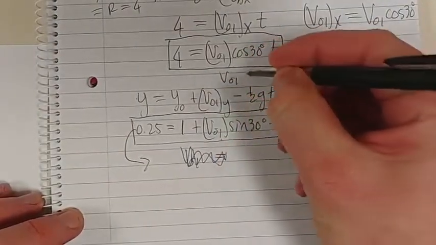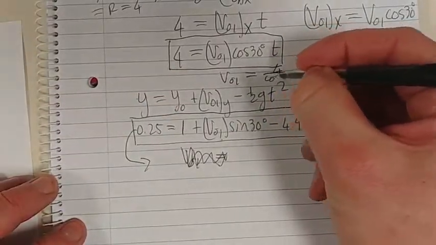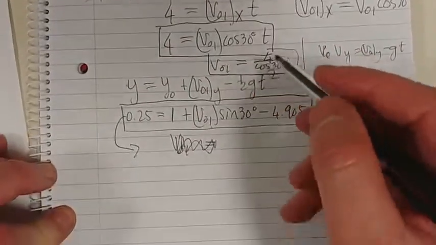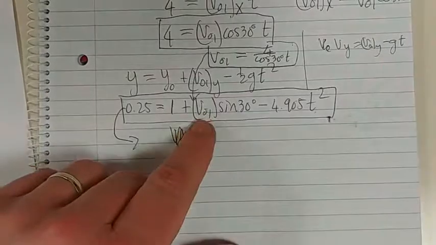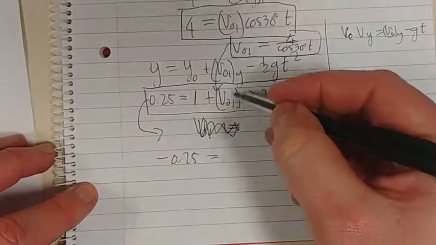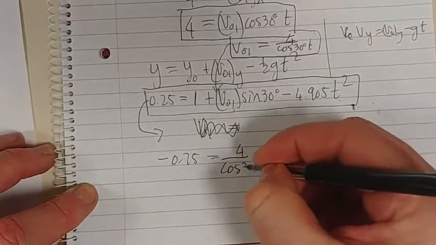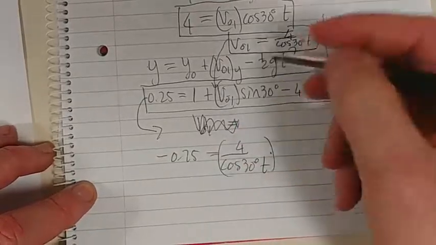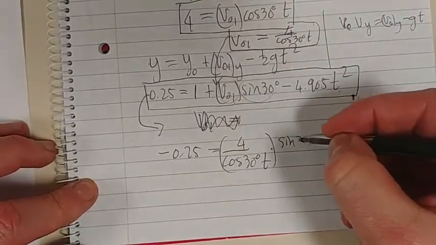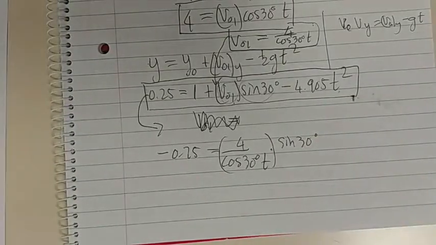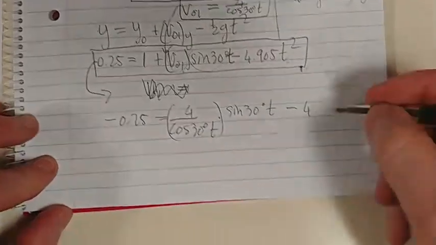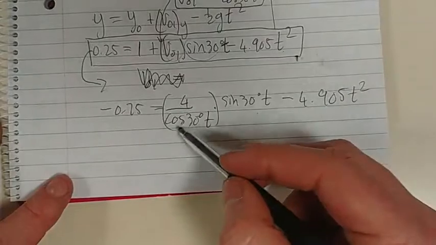Okay, sorry for that little disruption, but we solve for this. Let's take this: v01 equals 4 over cos 30 t. We just rearrange this. Remember, we got this from the horizontal equation. We take this and plug it into there. We get minus 0.75 is, what is v01? It's 4 over cos 30 t, that is my v01, times sine 30. I meant to put a t there, so I put the t there, and I have minus 4.905 t squared.